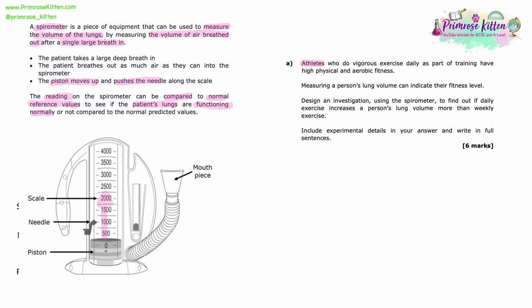Athletes who do vigorous exercise daily as part of training have high physical and aerobic fitness. Measuring a person's lung volume can indicate their fitness level.